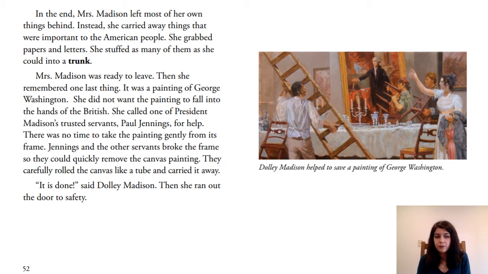She called one of President Madison's trusted servants, Paul Jennings, for help. There was no time to take the painting gently from its frame. Jennings and the other servants broke the frame so they could quickly remove the canvas painting. They carefully rolled the canvas like a tube and carried it away. "It is done," said Dolly Madison. Then she ran out the door to safety. So they were really rushing out of there in a hurry.